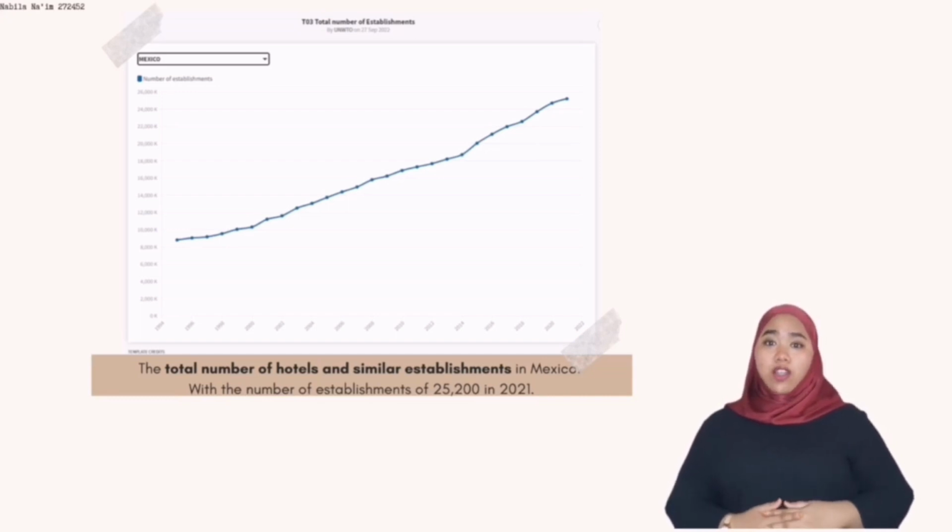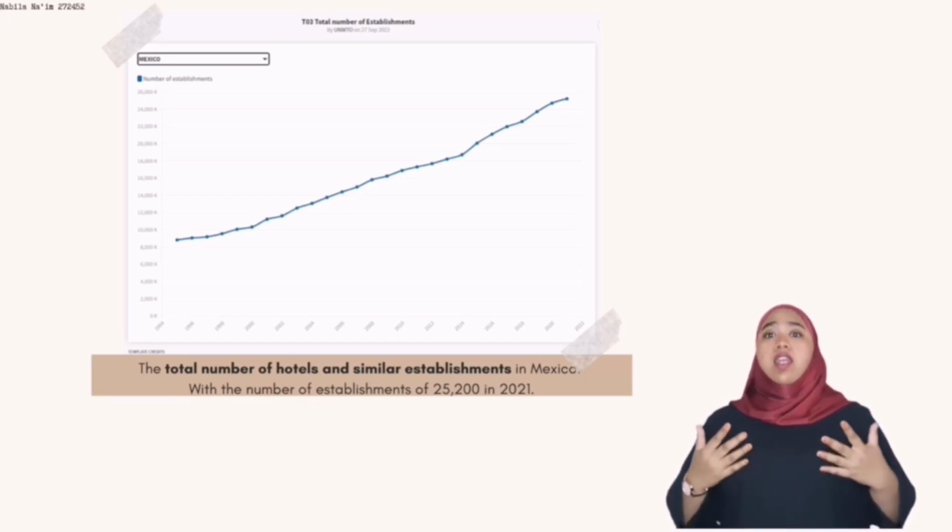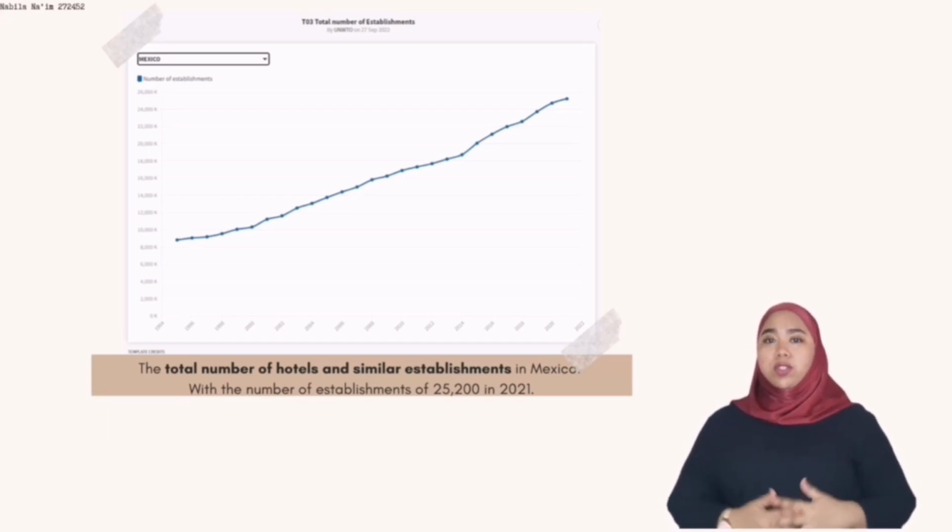One of them is the hotel. From the graph, we can see that there is an increasing number of hotels and similar establishments in Mexico. This proves the point that tourism generates income from a variety of businesses and creates employment opportunities, because when there are more establishments, more job opportunities are being offered.